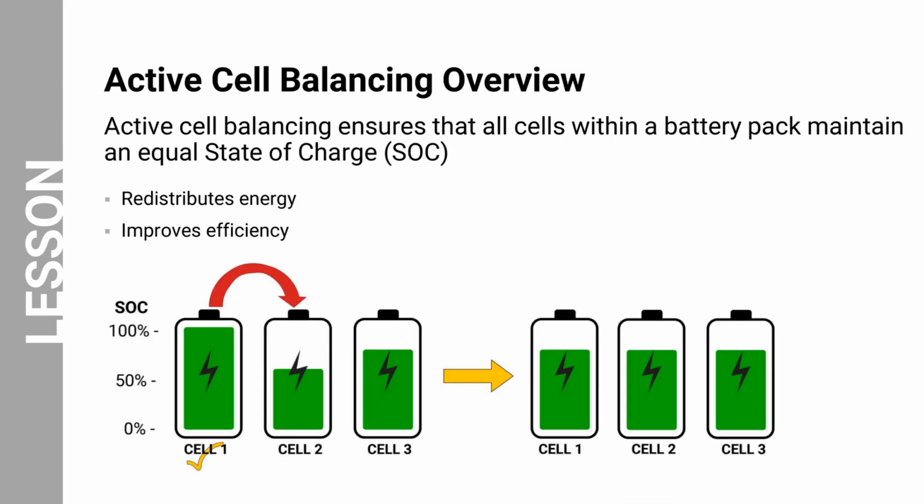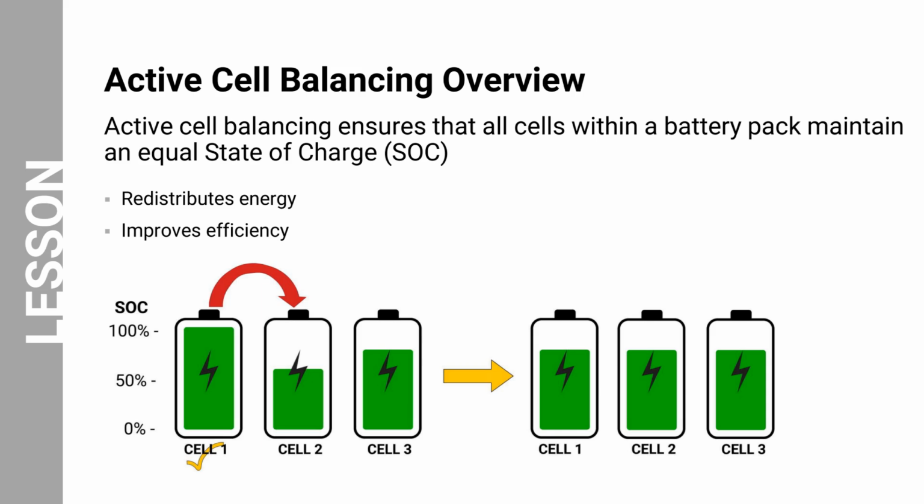Active cell balancing is a sophisticated method used in the BMS to ensure that all cells within a battery pack maintain an equal state of charge, SOC. This technique enhances the overall performance and lifespan of the battery pack. Instead of dissipating excess energy as heat, active cell balancing transfers energy from overcharged cells to undercharged cells. Active cell balancing method improves efficiency. This method is generally more efficient than passive balancing as it avoids energy loss due to heat dissipation.